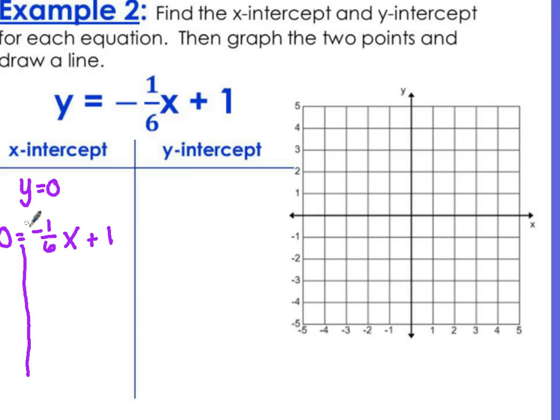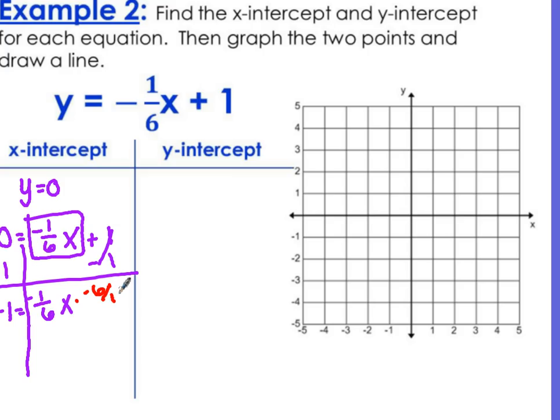Now I'm going to get x by itself. So I need to move the plus 1 to the other side. And I get negative 1 is equal to negative 1/6 x, which is the same thing as dividing by negative 6. So I'm going to undo that by multiplying both sides by negative 6, or negative 6 over 1. That's technically my reciprocal. Those will cancel, and I would get 6 is equal to x.